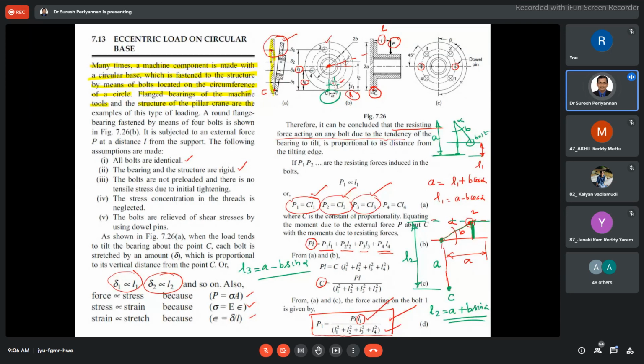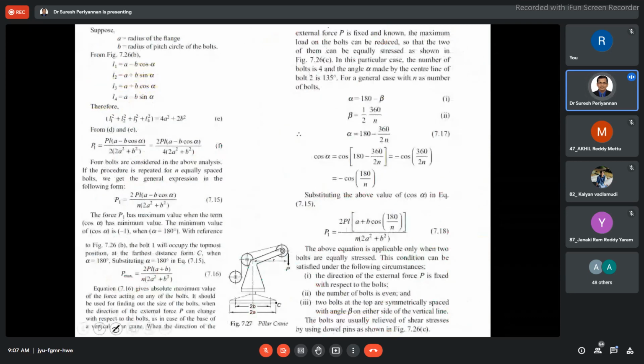L4 is sitting here. Then that is nothing but L4 is equal to A plus B cos alpha. That's all. So apply this concept, and you are going to find out L1, L2, L3, L4.